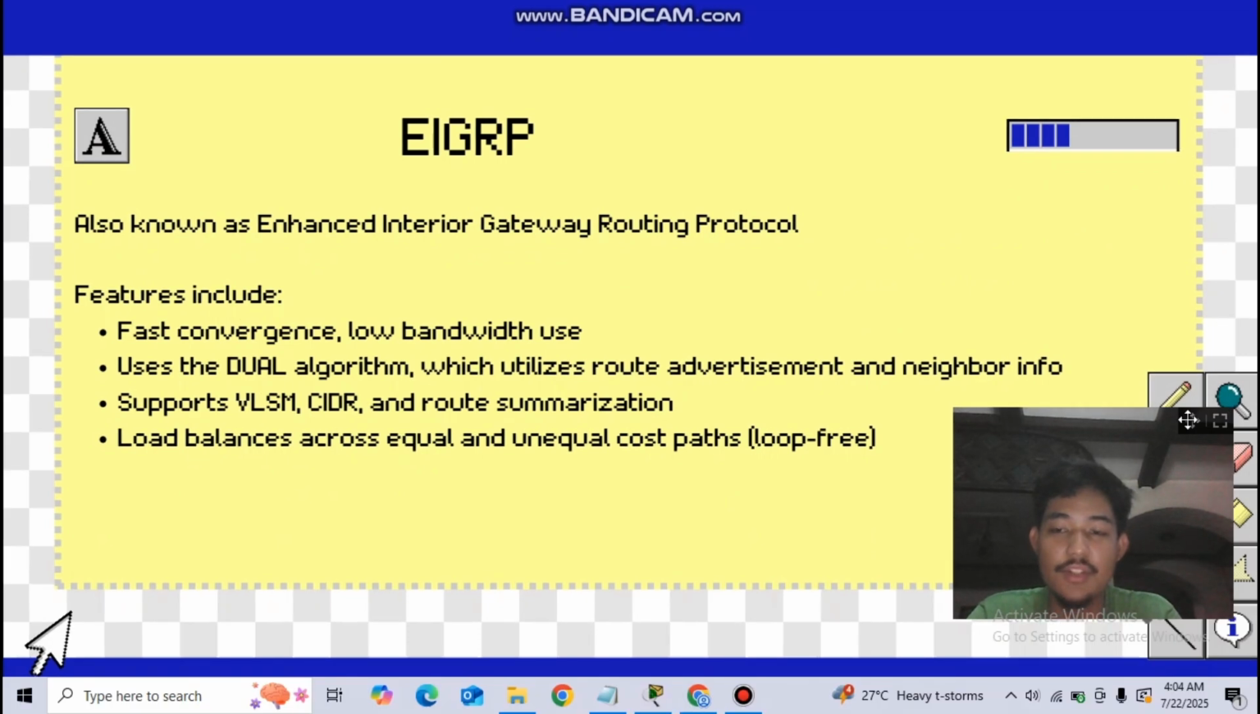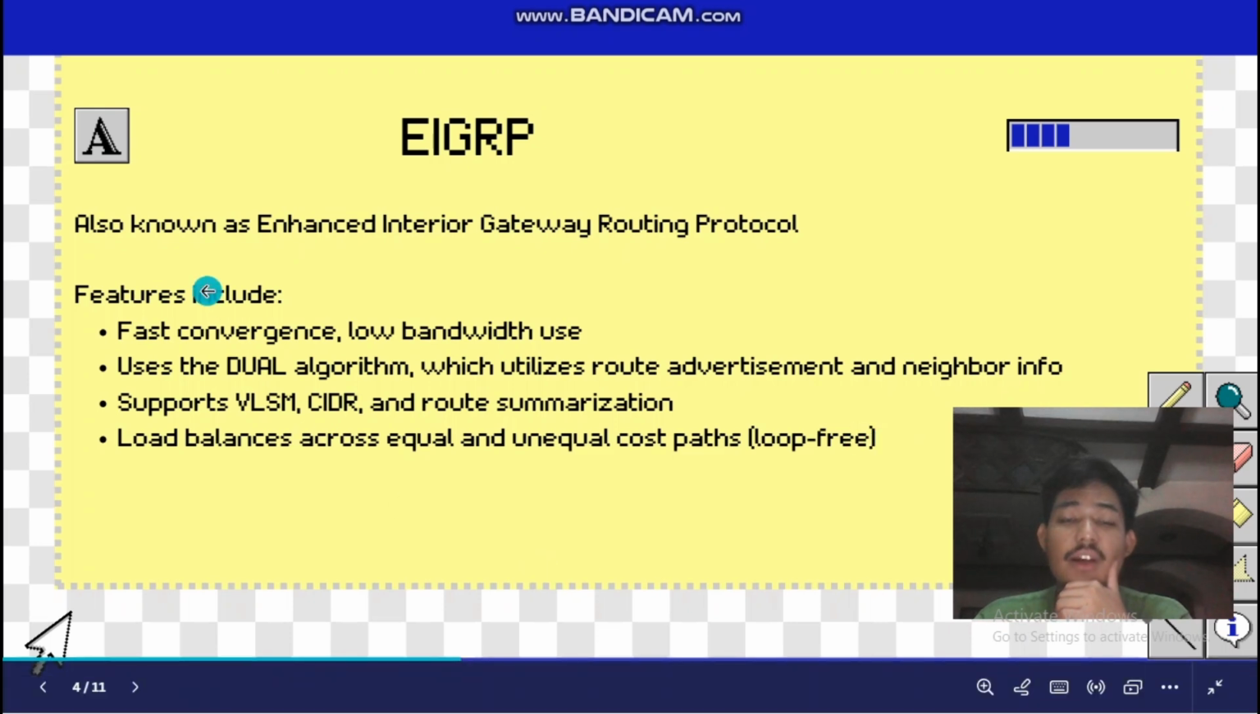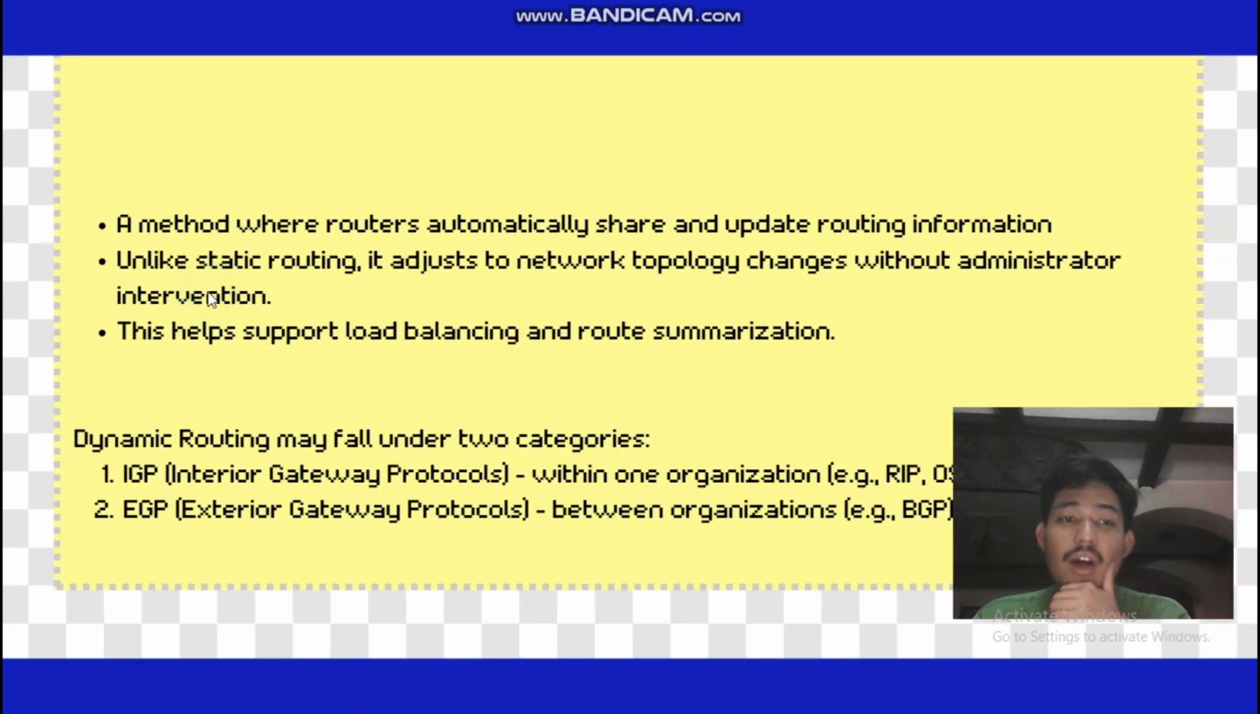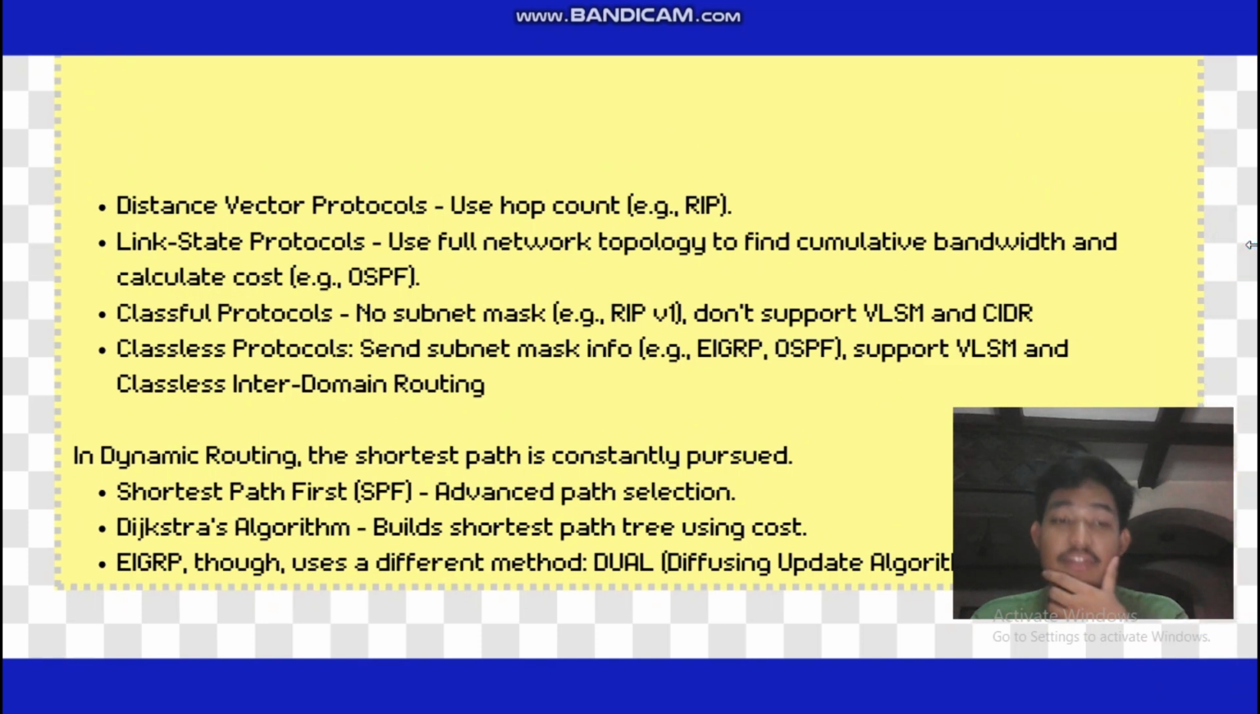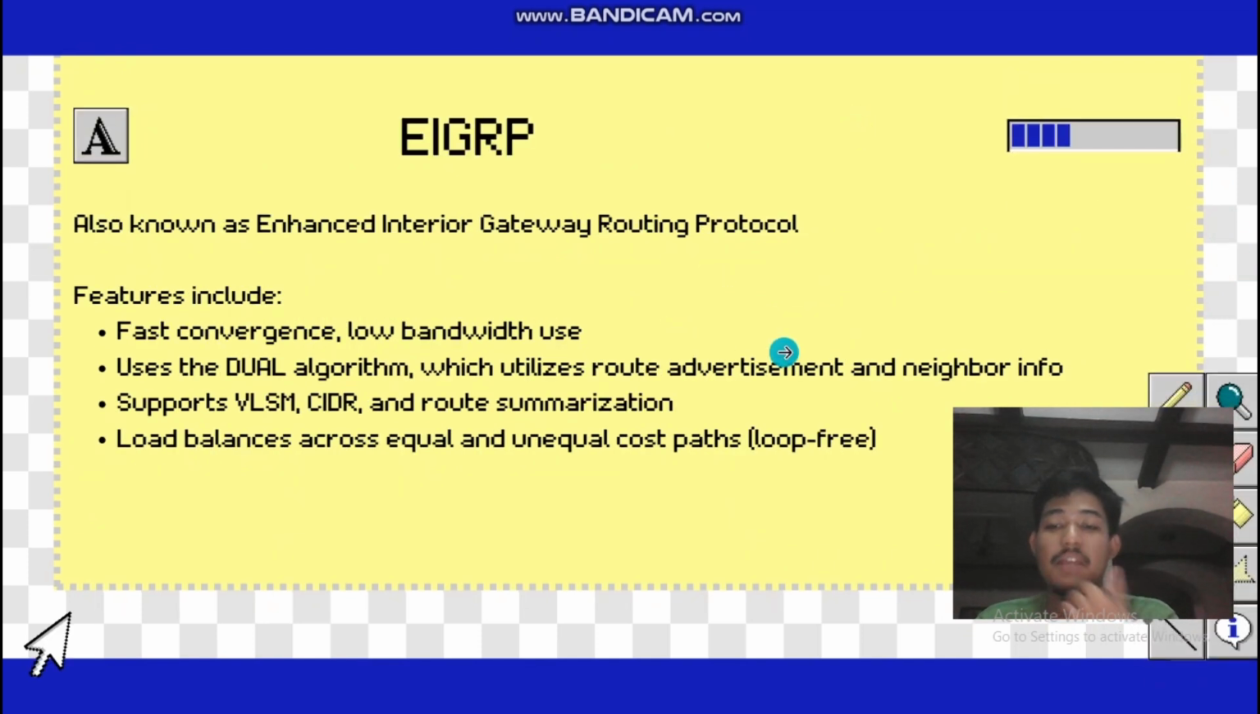The reasons for replacing IGRP include fast convergence and low bandwidth use, and it also sends hello packets very often in order to maintain connections, while also using the DUAL algorithm, which I mentioned a while ago, which basically implements route advertisement and neighbor info in order to create connections between different routers in a network topology. And route advertisement is a key feature of the distance vector protocol, while the link state protocol uses neighbor info.